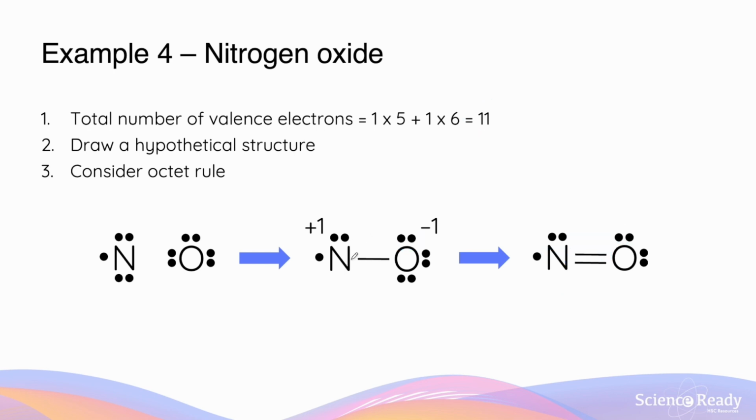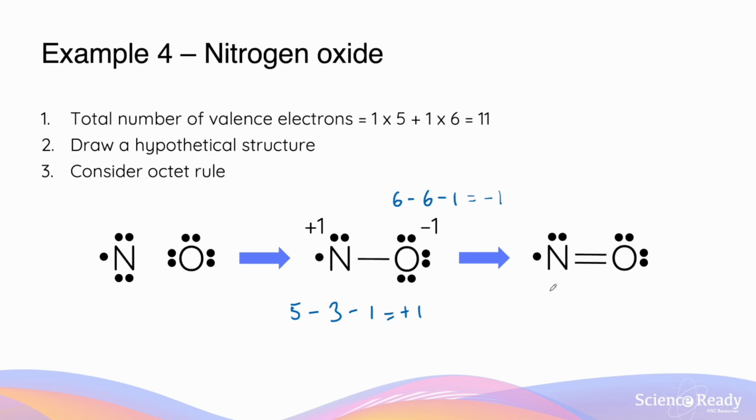So when the nitrogen has a single bond with oxygen, it has a formal charge of +1. Because it starts with 5 valence electrons, we subtract 3 non-bonding electrons, subtract 1 bond, which gives us a formal charge of +1. For the oxygen, we start with 6 valence electrons minus 6 non-bonding electrons minus 1 bond, which gives a -1 charge.